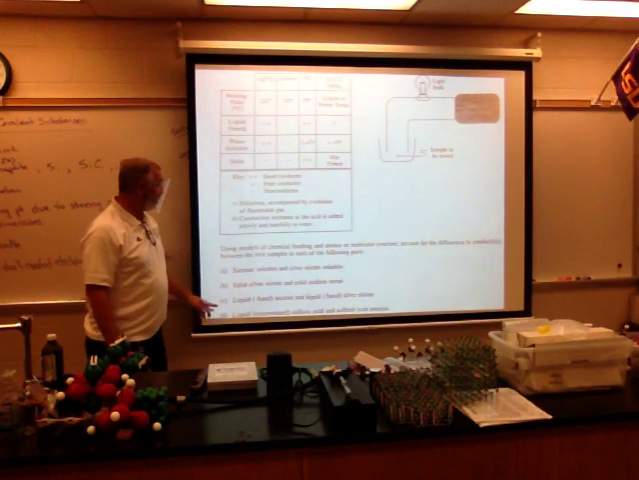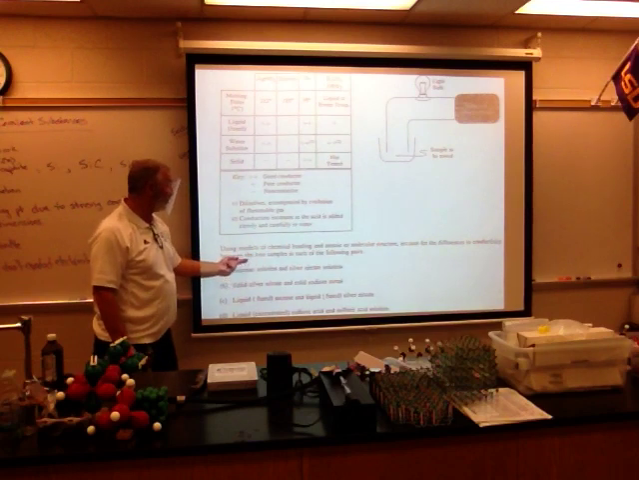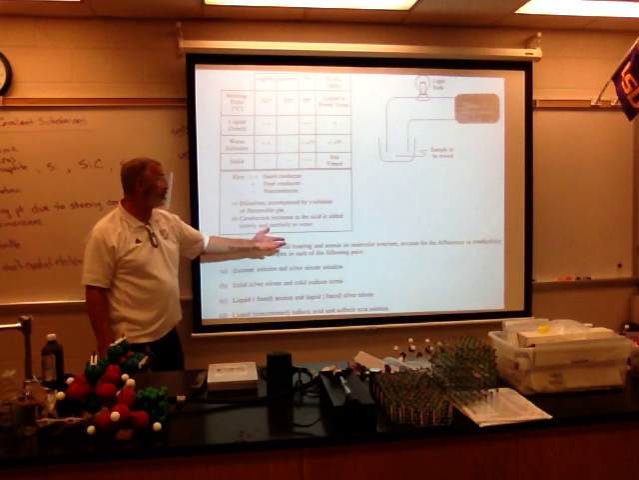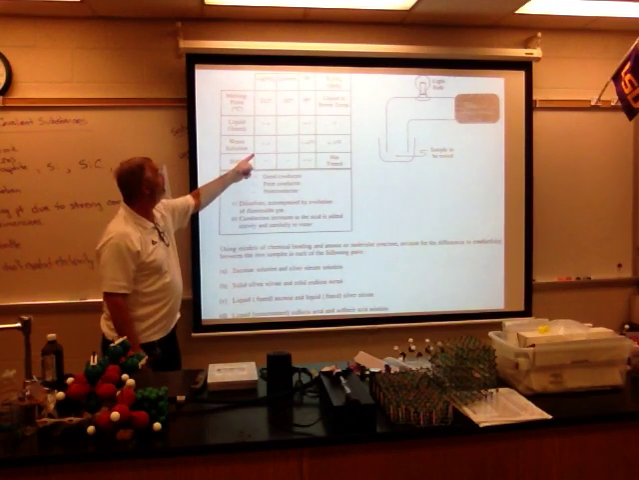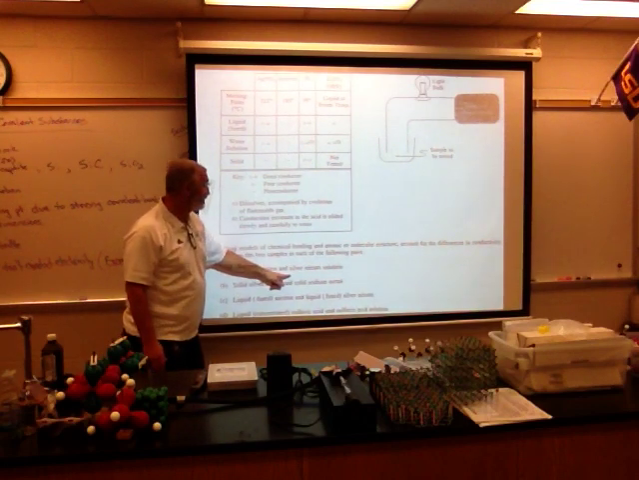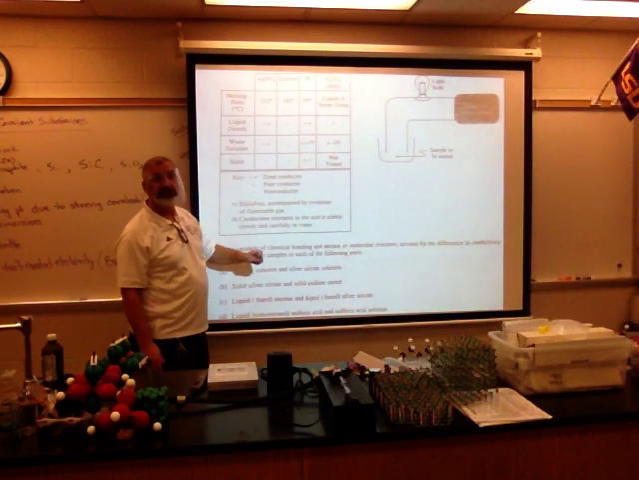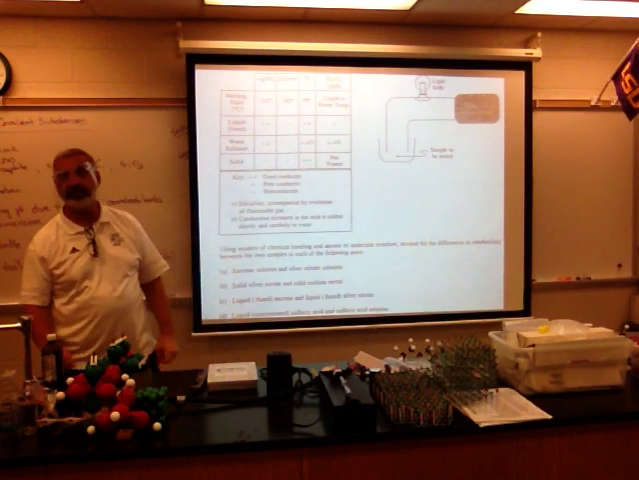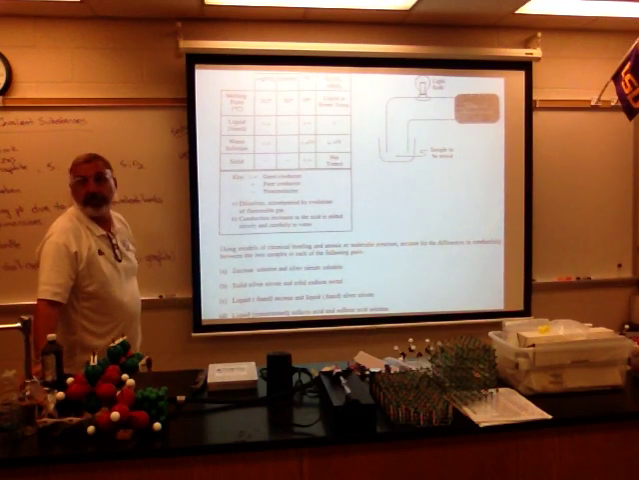So, explain the difference in electrical conductivity using chemical bonding and atomic or molecular structure. Why is sucrose solution a non-conductor, whereas a silver nitrate solution is a very good conductor? Do I have to write it? No, I want you to just think about it first, okay?